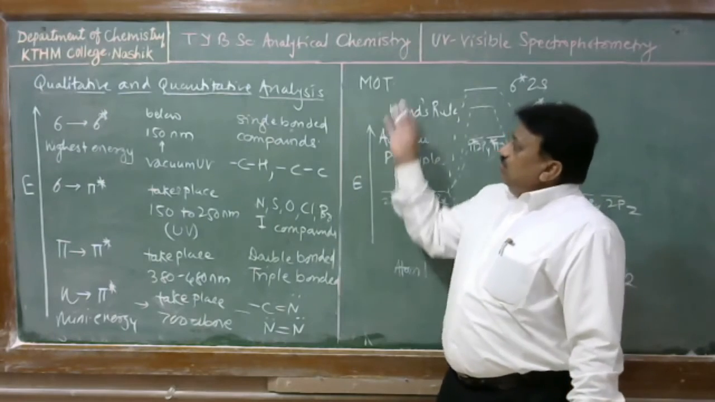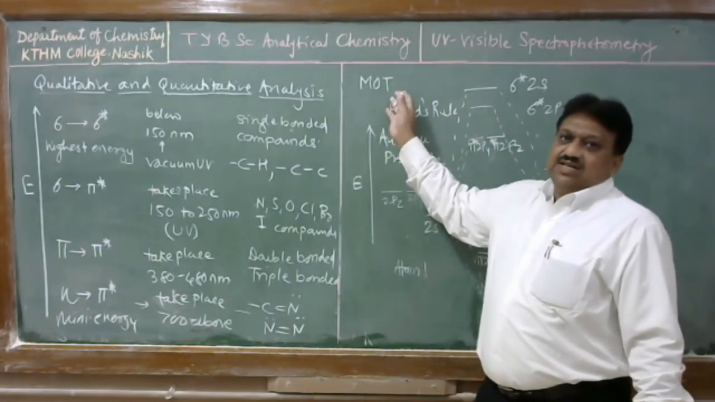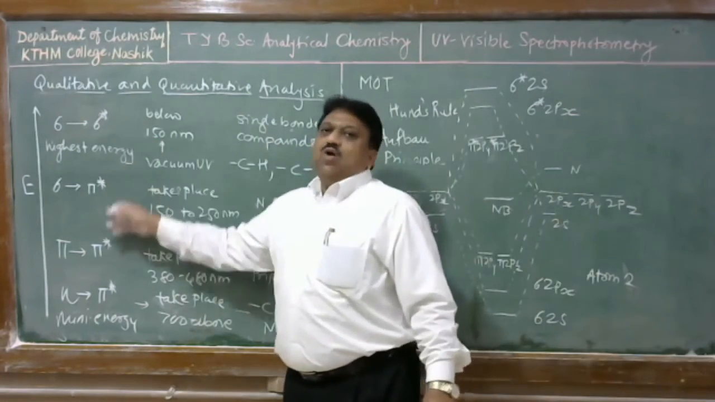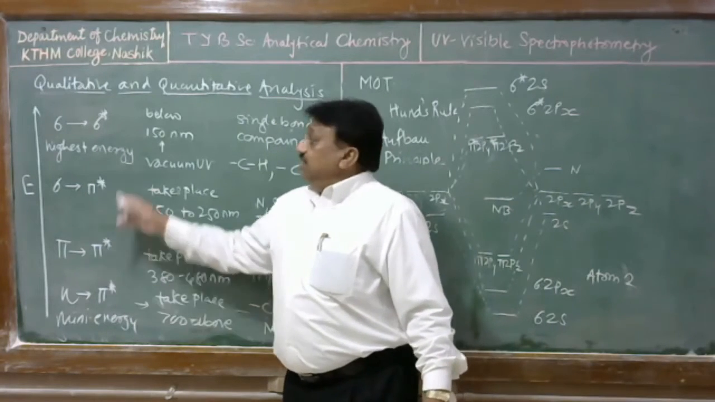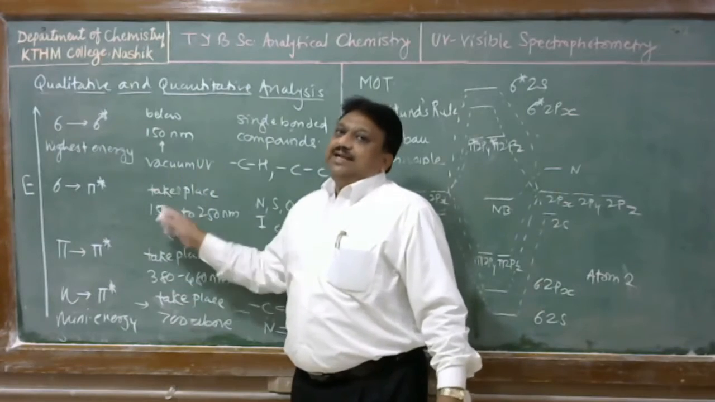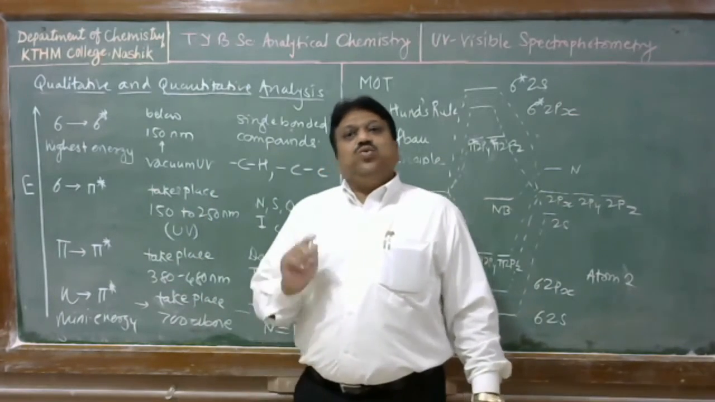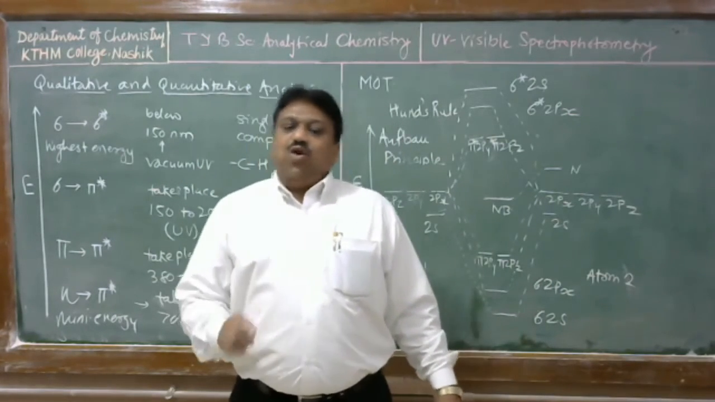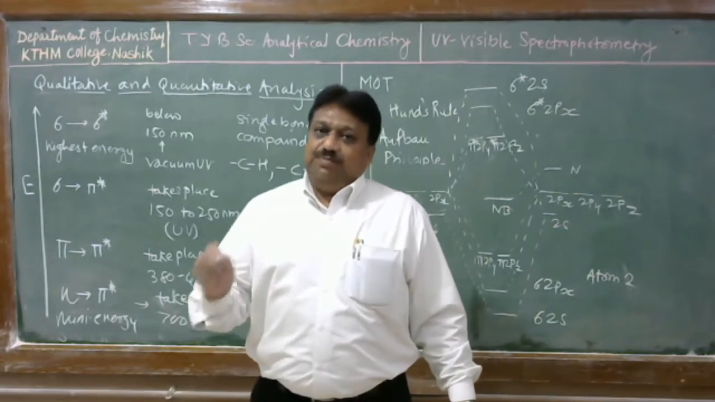Therefore, molecular orbital theory tells us the probability of electronic transition. That transition occurs at a specific wavelength. Therefore, this is the identity of the substance, and we can utilize this identity for identification of the compound.